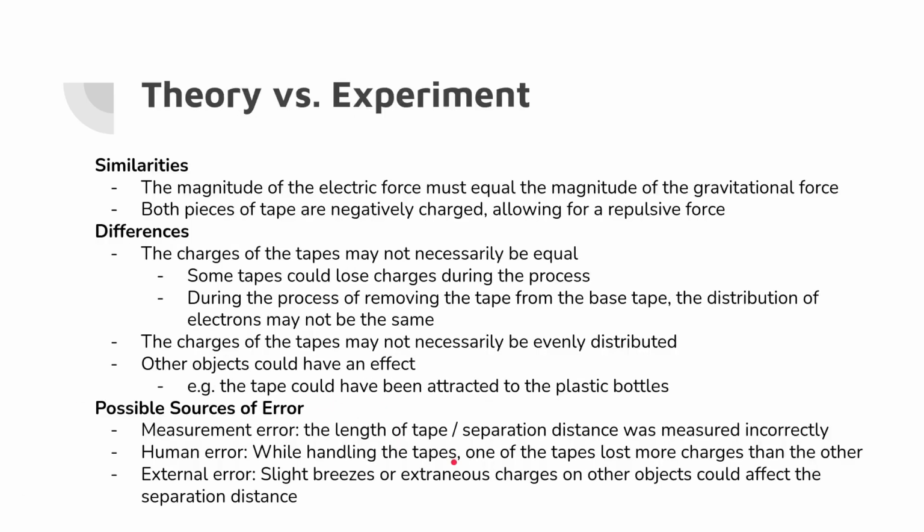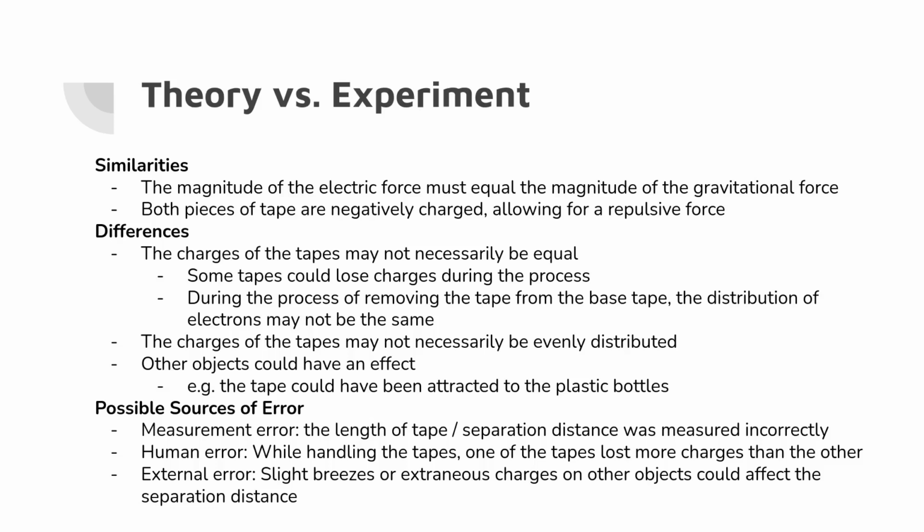So there are a few differences between the theory of this experiment and the actual empirical results of the experiment itself. First of all, similarities. We know that the magnitude of the electric force must equal the magnitude of the gravitational force for the tape to be suspended. And we also know that both pieces of tape are negatively charged, or rather charged with the same polarity, which allows for a repulsive force. There are some differences, however.